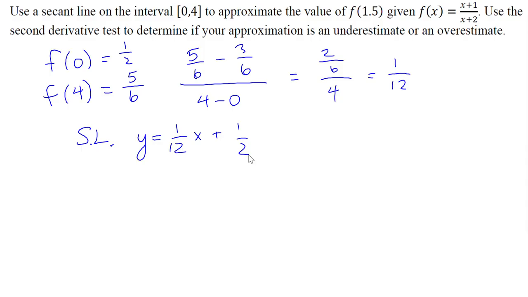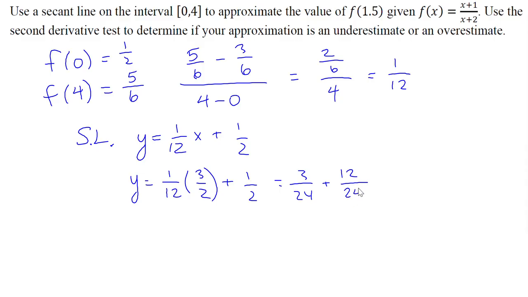And then we want to approximate this at 1.5. Or we're approximating our function at 1.5. So we're going to evaluate this secant line at 1.5. I'm going to rewrite 1.5 as a fraction, just since everything else in here is fractions. And 1.5 is 3/2. And so we end up here with 3 over 24 plus 1/2. Well, 1/2 would be the same as, sorry, not 2, 12 over 24, which is 15 over 24. So our approximation is 15 over 24.